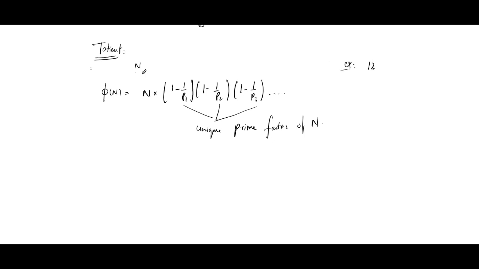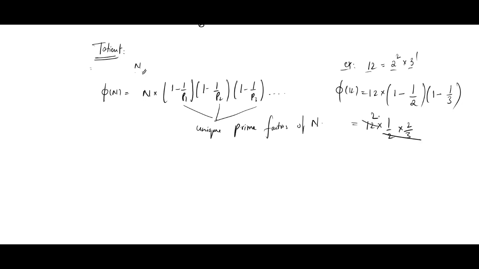If there is a number 12 here, what is the prime factorization of 12? 2 square multiplied with 3 to the power of 1. So if they ask what is the totient function of 12, phi of 12 is nothing but n multiplied with 1 minus 1 by 2 into 1 minus 1 by 3, since the unique prime numbers are 2 and 3. So 12 multiplied with 1 by 2, and 2 by 3. 6, 2 threes are 6, 2 twos, 4. So phi of 12 is 4.